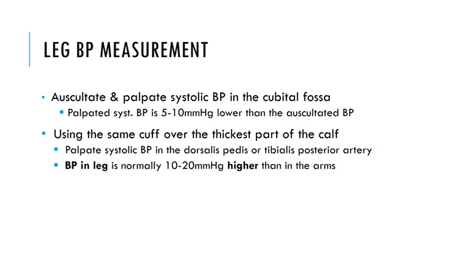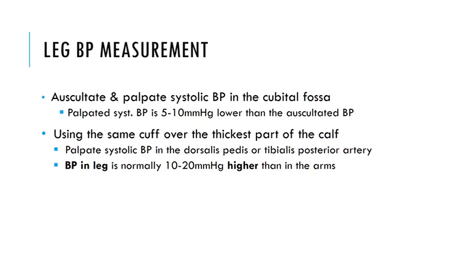For the upper limbs, you will put the blood pressure cuff around the upper part of the arm, and then you will palpate the pulse either in the cubital fossa, using the brachial pulse there, or else the radial pulse at the wrist, and then you will palpate when the pulse returns as you deflate the cuff. A palpated pulse is usually about 5 to 10 millimeters lower than the auscultated blood pressure.